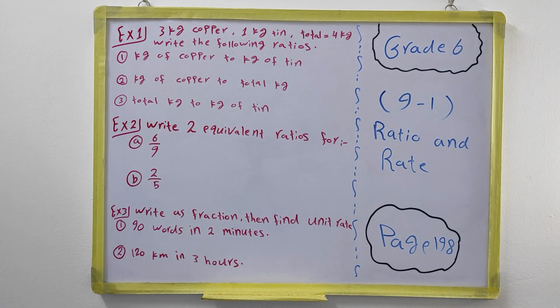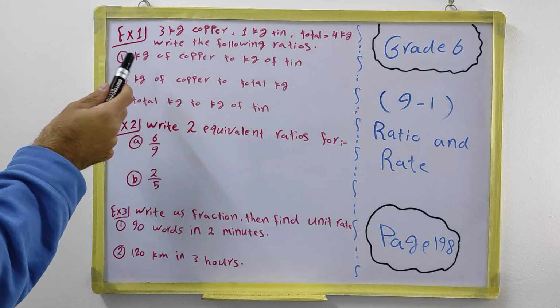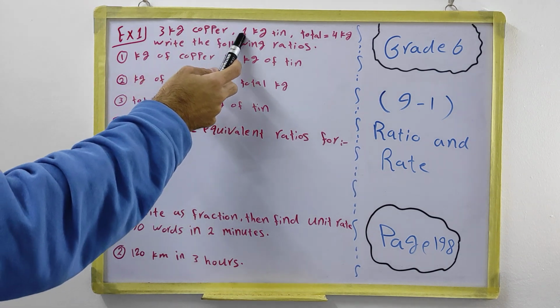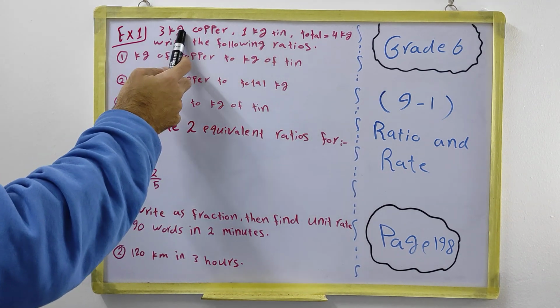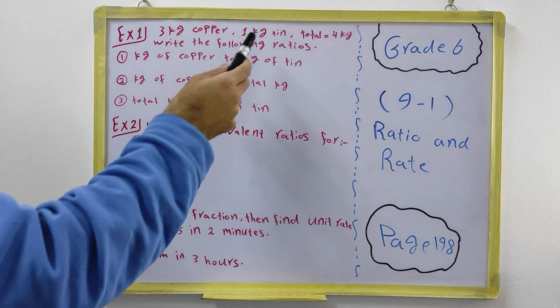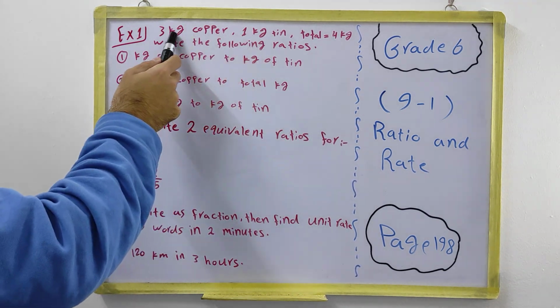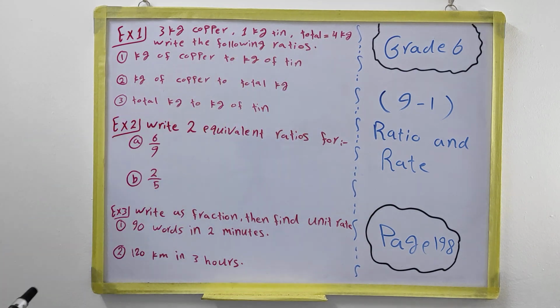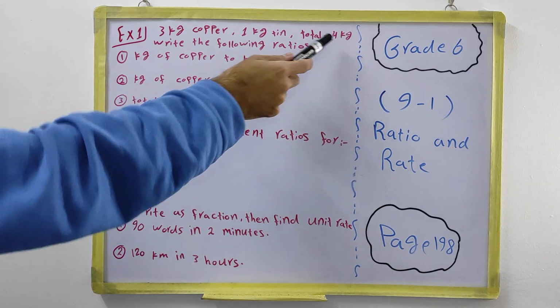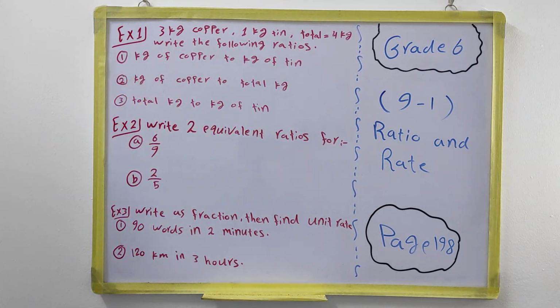The first one, example 1, you can read on page 198 of the book. To make bell metal, there is 3 kilograms of copper and 1 kilogram of tin. They need to use these two to make bell metal. From these two, you can see that the total is 4 kilograms: 3 of one and 1 of the other make 4 kilograms in total. Write the following ratios for these three questions.